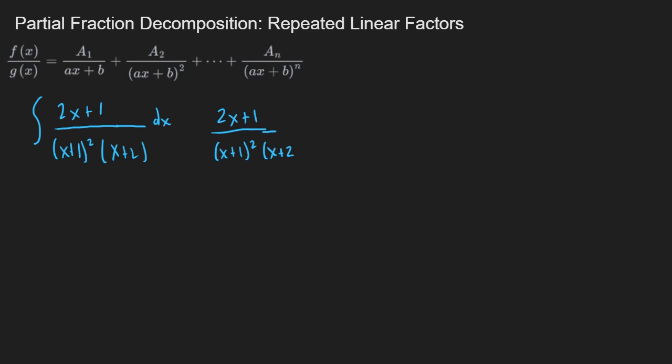Okay, so in this case, we have a little mixture: we have a linear factor, and then we have a repeated linear factor. So for the setup, we'll have a over x plus 1, plus b over (x plus 1) squared, plus c over x plus 2.